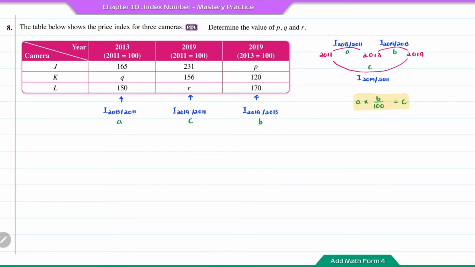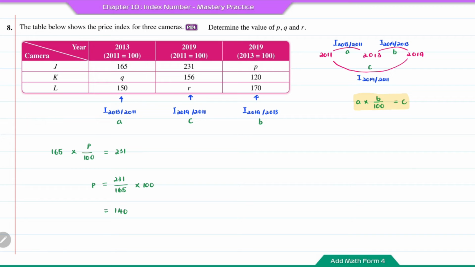So first we want to find the value of P. It's going to be 165 times P over 100. This will give us the answer of 231. Therefore, P is equal to 231 divided by 165 times 100, which is equal to 140.